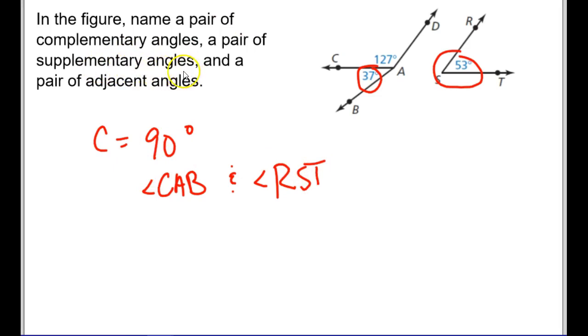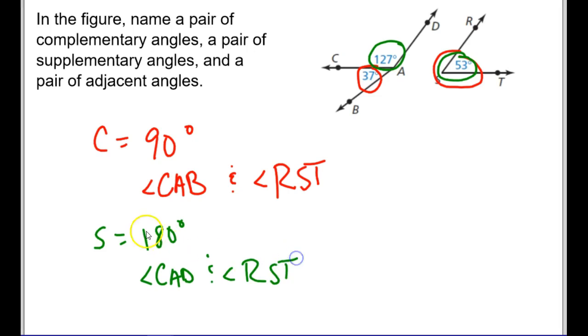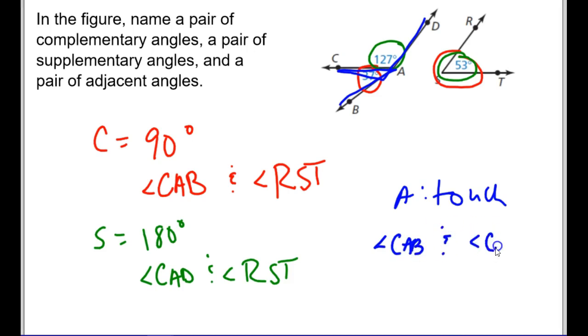So now let's look at supplementary. Supplementary, I know have to equal 180 degrees. So I see I have this 127 and I have this 53. Those two angles, when I add them together, will give me my 180. So again, I have to write them correctly. So I've got angle CAD and angle RST. Those are going to be my supplementary angles. So now we're looking at adjacent angles. Adjacent angles touch. So here, these two angles share that side, so that means they are adjacent angles. So I've got angle CAB and angle CAD are my adjacent angles.